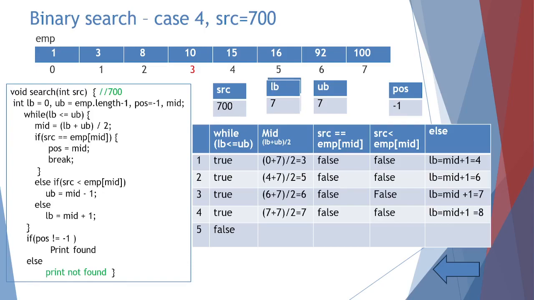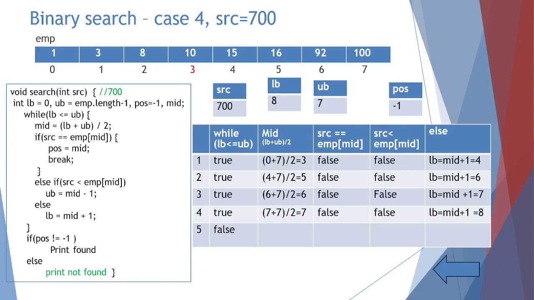Then the while loop: is LB less than or equal to UB? Yes. Then mid is 7 plus 7 divided by 2, that is equal to 7 only. M of 7 is 100. Our search element is 700. Is it equal? False. Is it less than? False. So LB is equal to mid plus 1. Mid is 7, 7 plus 1 is 8. So our LB became 8.